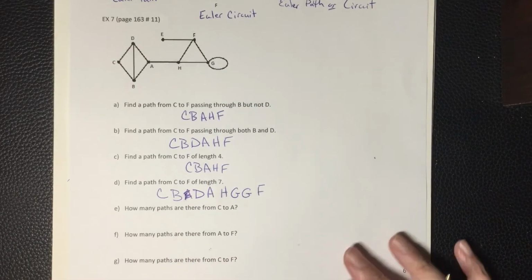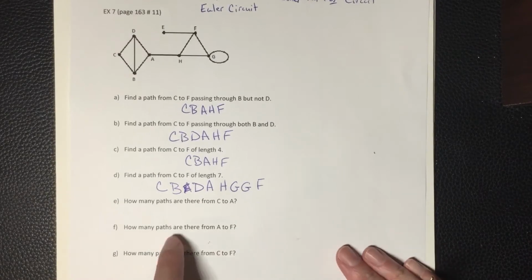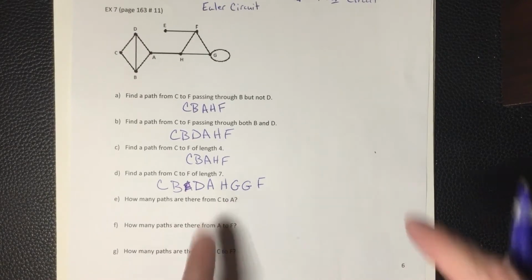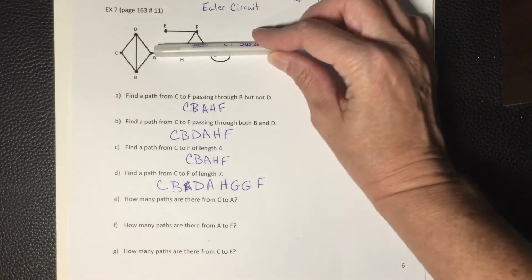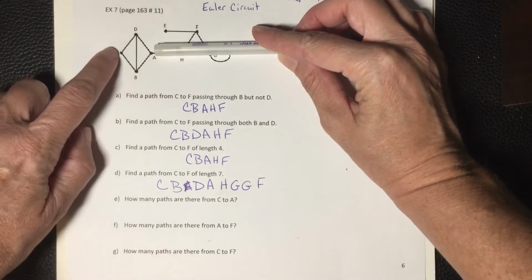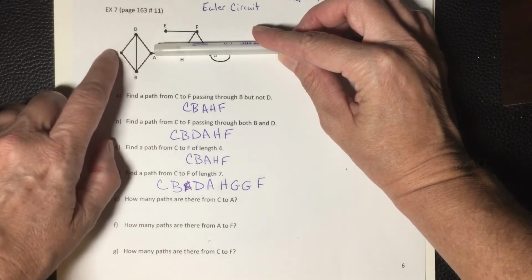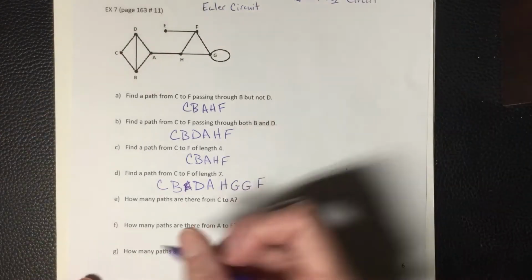Now the next two are a little more challenging. It says how many paths are there from C to A? So we're only looking at this part of the graph right here. And we want to look at different ways we can get from C to A. So we can go down through B. We can go C, B, A. That would be 1.